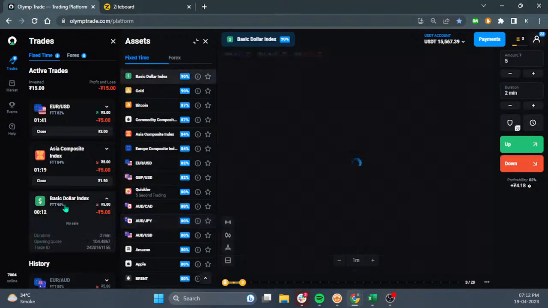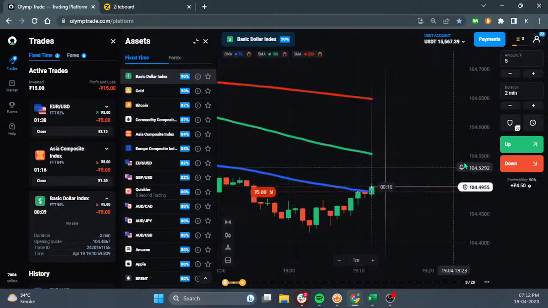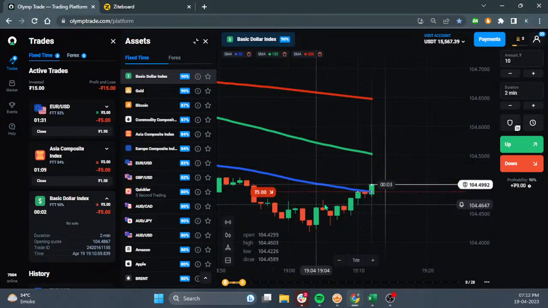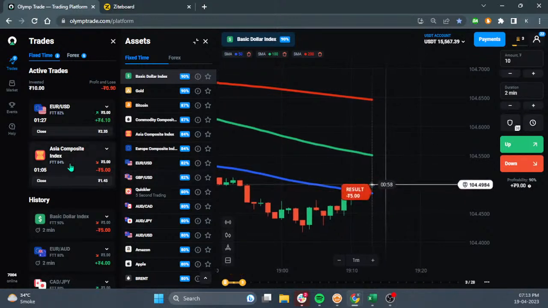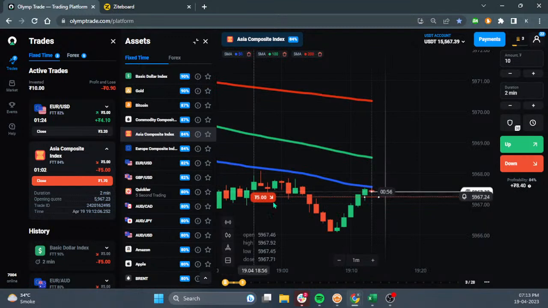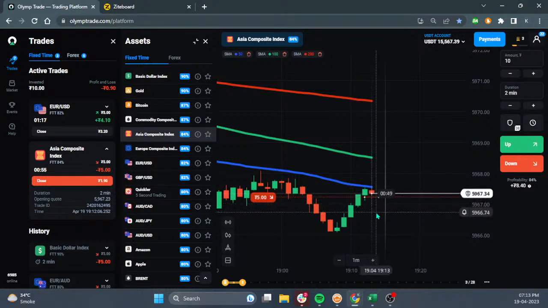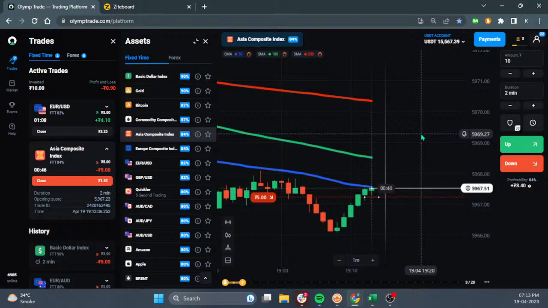If you see right now, my BDI trade is not profitable. Let's see what's the issue. Okay. So I will have to open a 10 USDT trade to recover the 5 USDT loss I have made over here. Not an issue. If I go to Asia Composite, I have opened a down trade, but as of now, it's not down. I have 1 minute left. Let's hope it comes down because in that case only I can make a profit. Otherwise, this will also go into loss and I will have to open two 10 USDT trades and I don't want that.